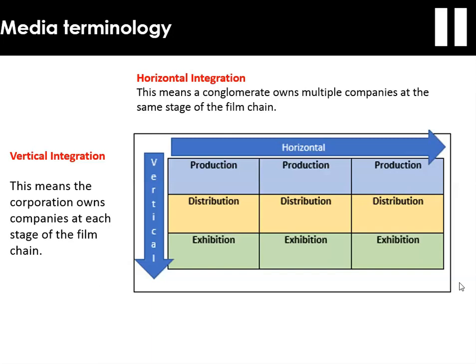When we look at horizontal integration then, this is also about expanding the size of their corporation and reducing and sort of eating up the competition. So when something is horizontally integrated, it means a conglomerate owns multiple companies at the same stage of the film chain. So they might own multiple production companies or multiple companies that are able to distribute texts, and they're able to exhibit and show their films to their audiences in a number of different ways.